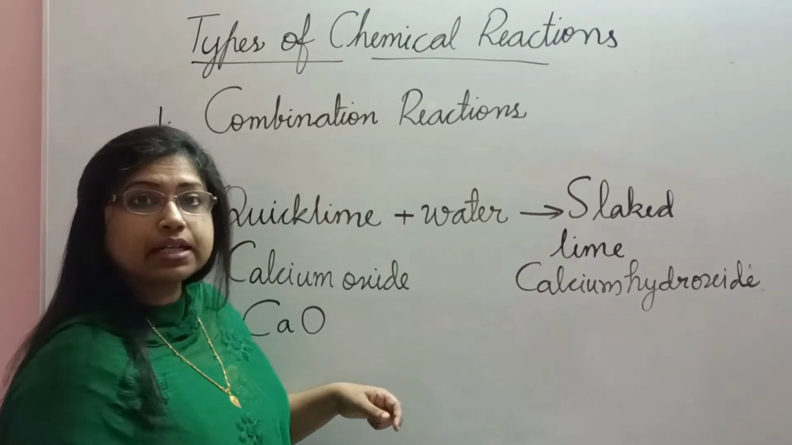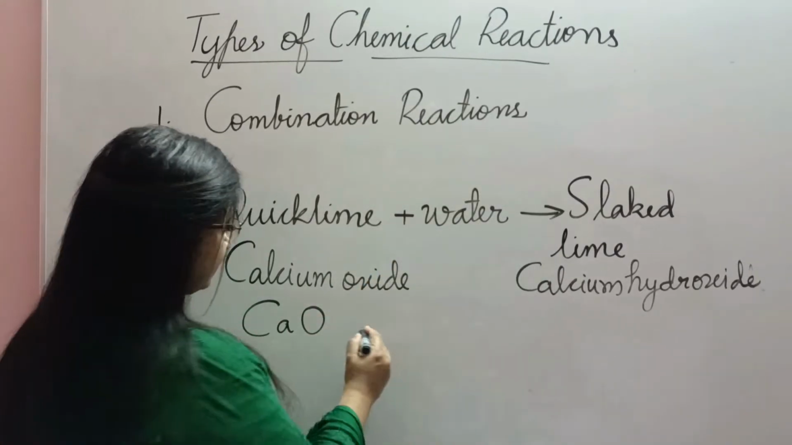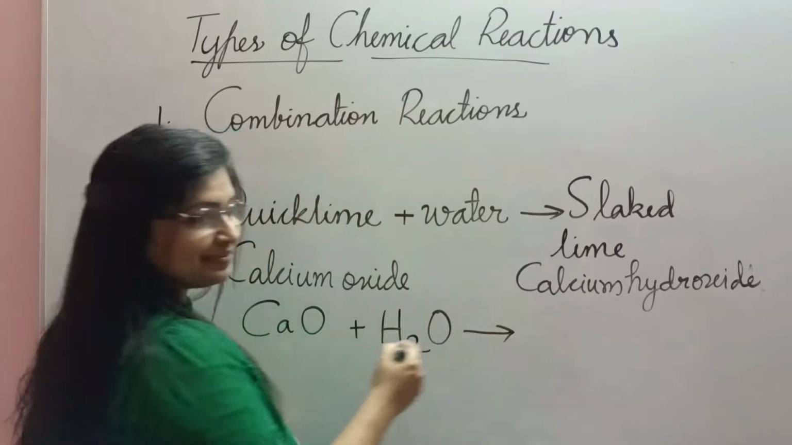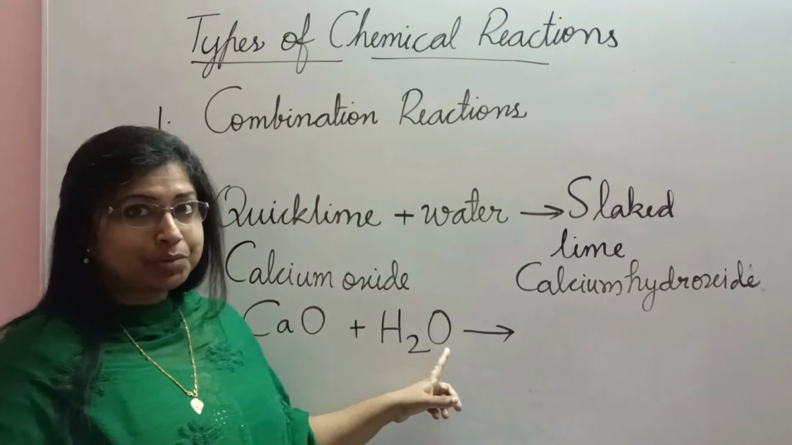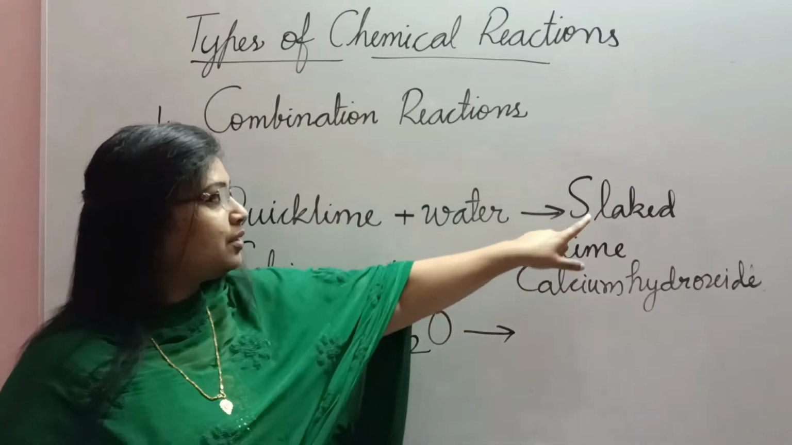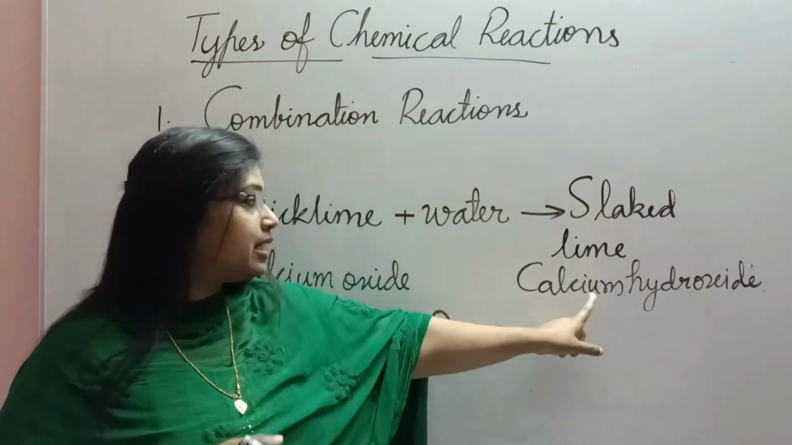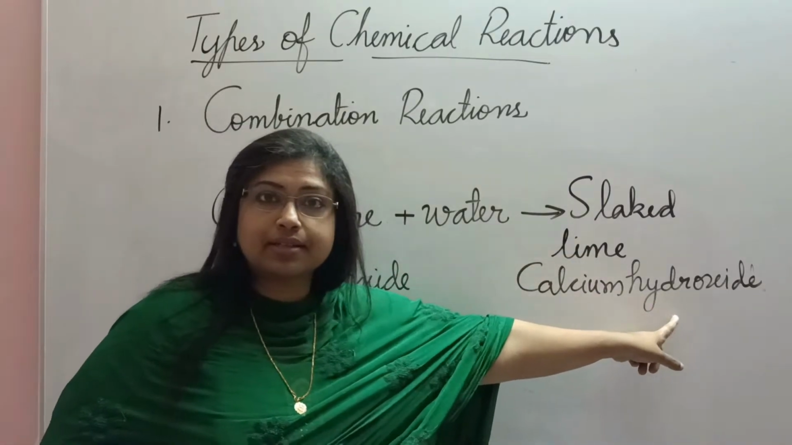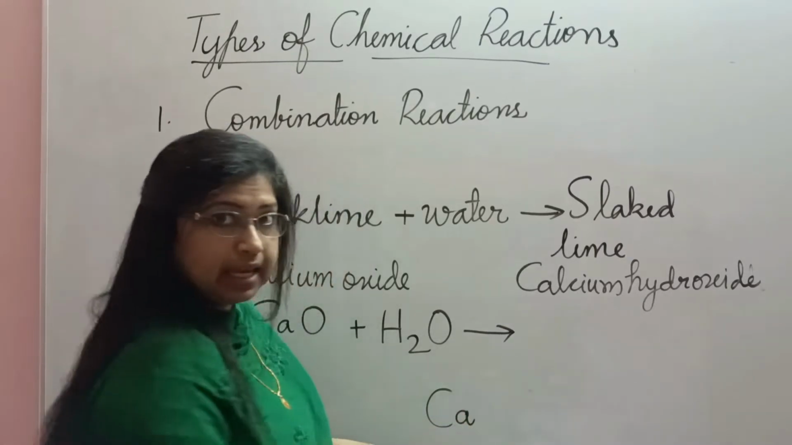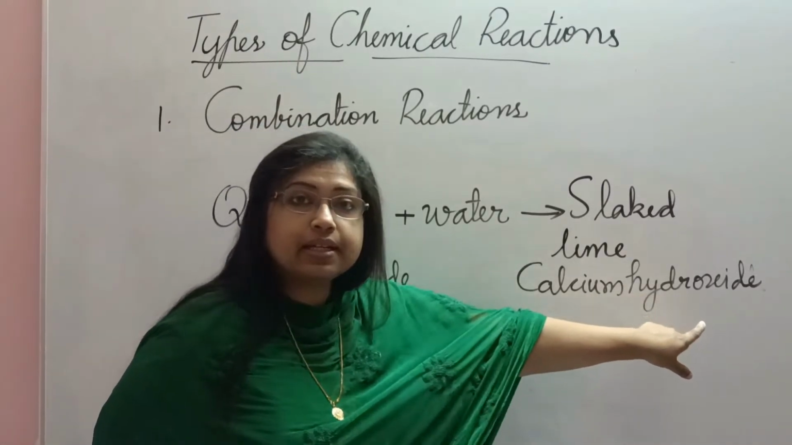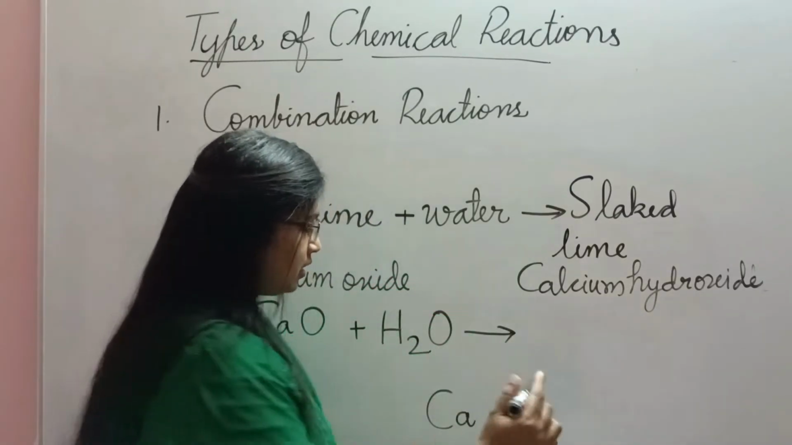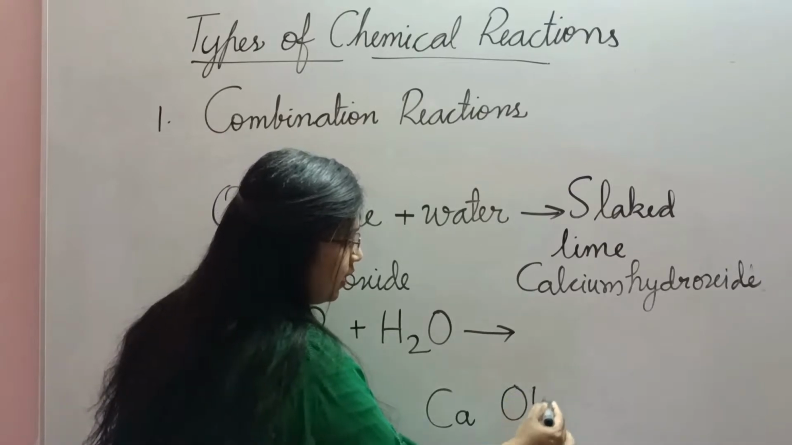Now what is our next reactant? That is water, H2O. Please write the formula of water correctly. Okay? That is H2O. Now about slaked lime. Slaked lime is calcium hydroxide. So calcium, as you know, the symbol is Ca. Now hydroxide is a polyatomic radical having a minus charge. So the symbol is OH.